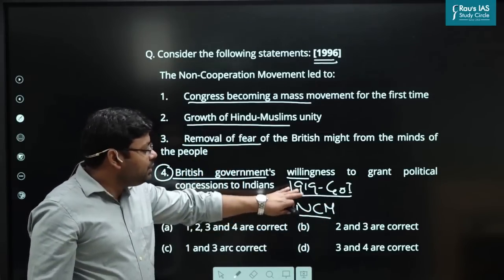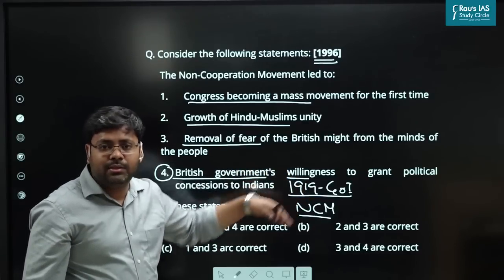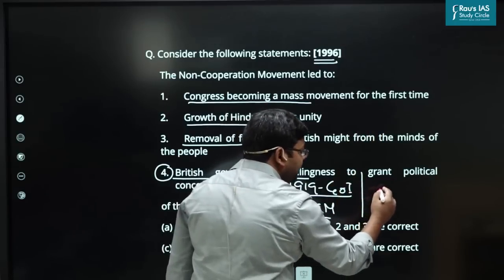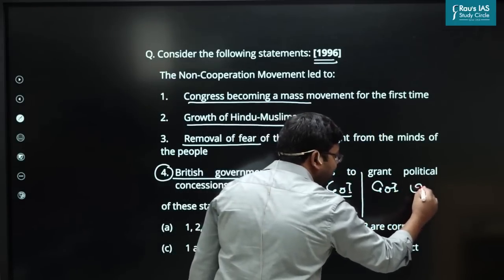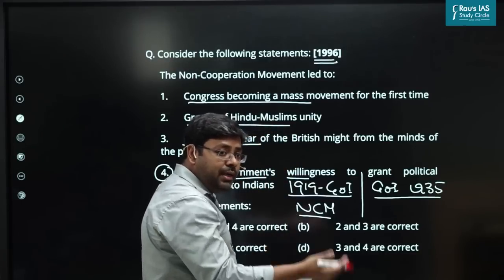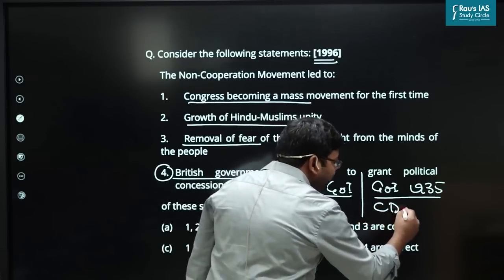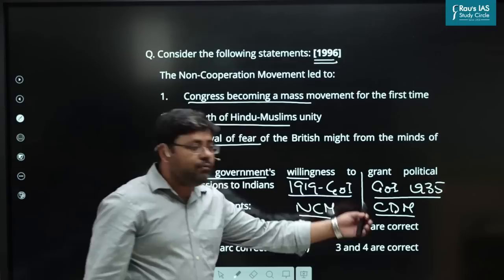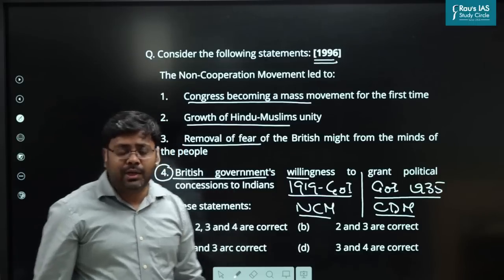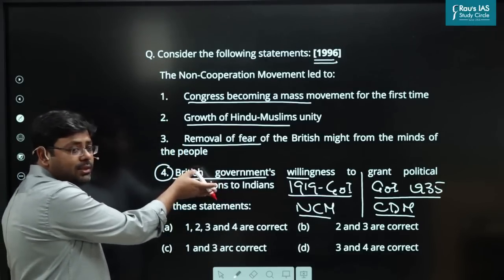So it was not that first came the non-cooperation movement and then the political concession was given by the British. The next political concession given to the Indians was the Government of India Act 1935, and that came a long time after the non-cooperation movement. Even the civil disobedience movement had failed by that time. Only then this Act of 1935 came. So you cannot say that the movement pressurized the British to come up with a political concession in India.